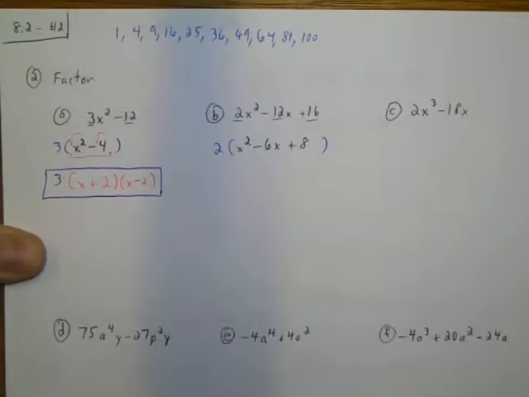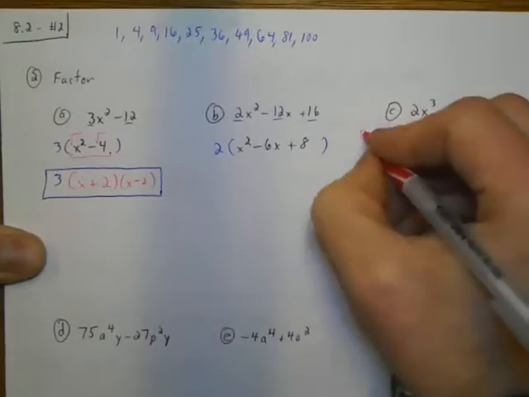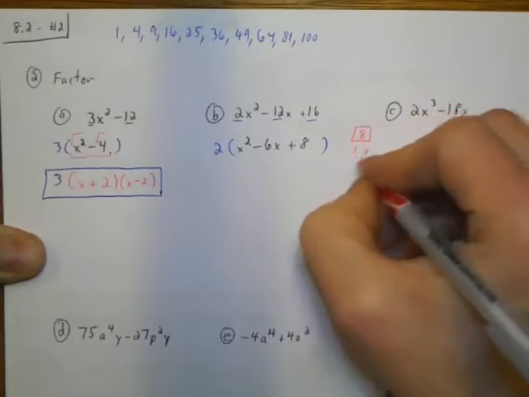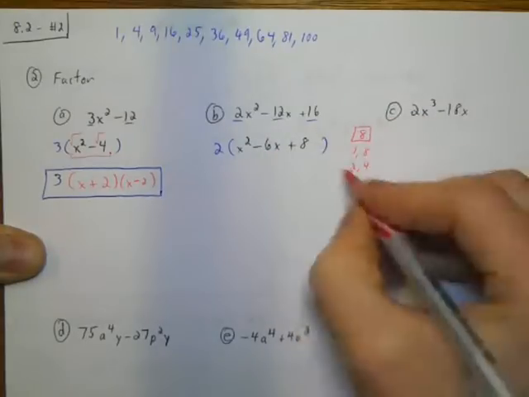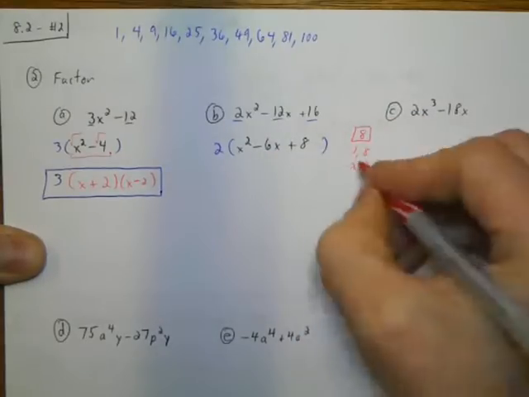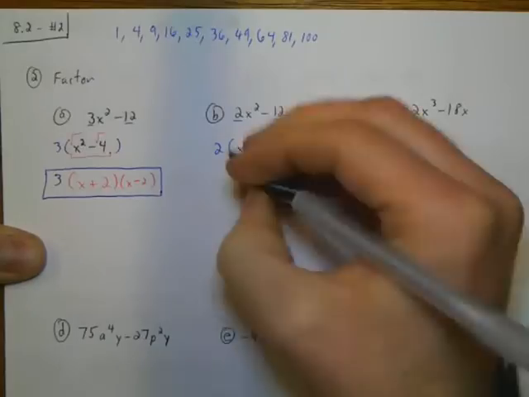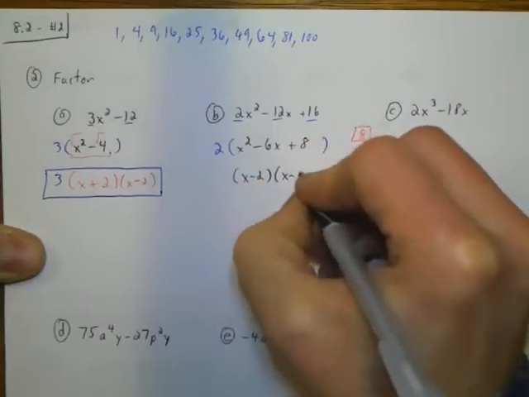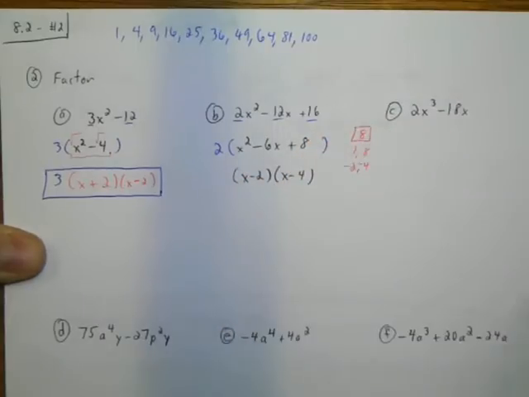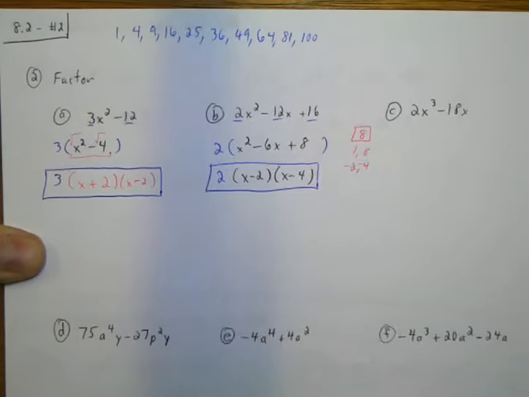And here I've got a trinomial in the parentheses. So this is where we're going to play the game of what multiplies to 8 and adds to be negative 6. Well, it looks like 2 and 4 add to 6. If they're both negative, then I have a positive 8. So in this case, I've got x minus 2, x minus 4 with my 2 in the front. And lo and behold, that is my answer.